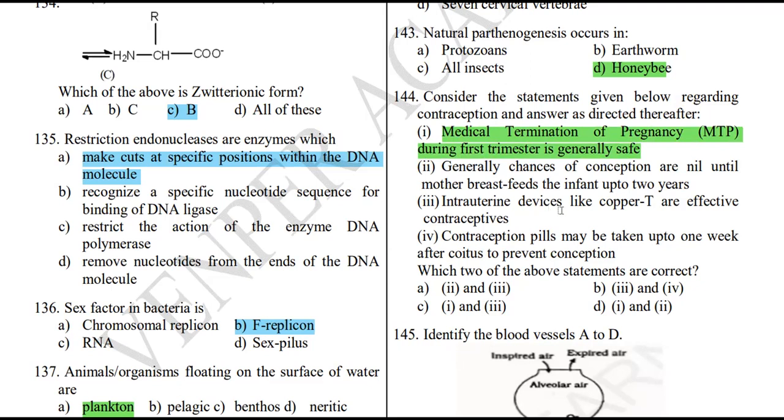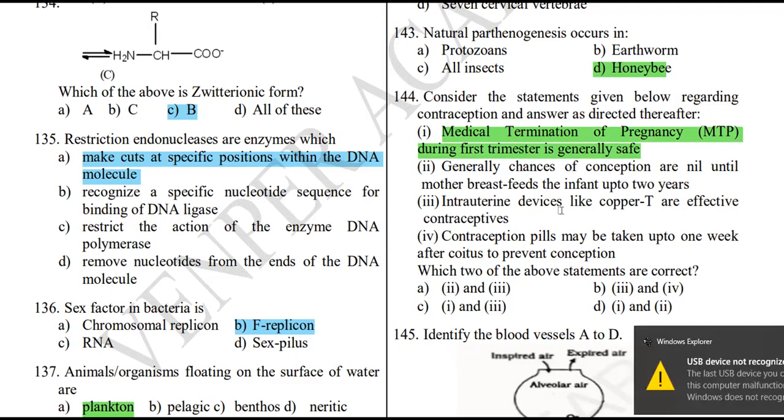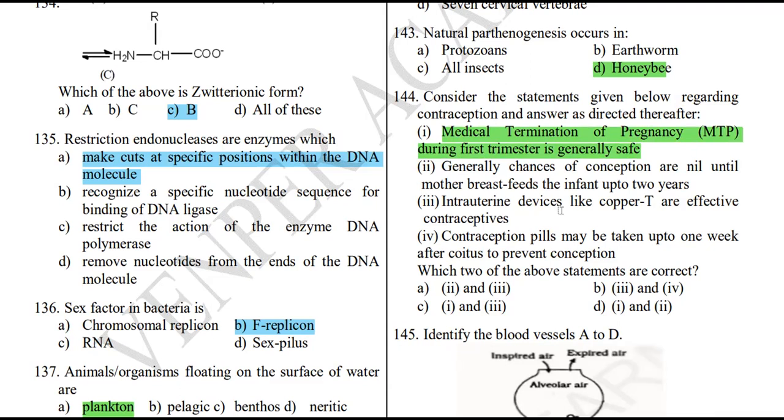Intrauterine devices like copper T are placed in the female reproductive system, right? Yes. And what exactly happens is the copper T releases copper ions, and whenever a sperm comes, the copper will reduce the motility and activity of the sperm. That's why it is used as a contraceptive. So this is a correct statement.